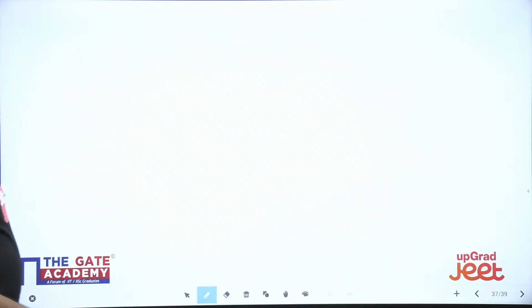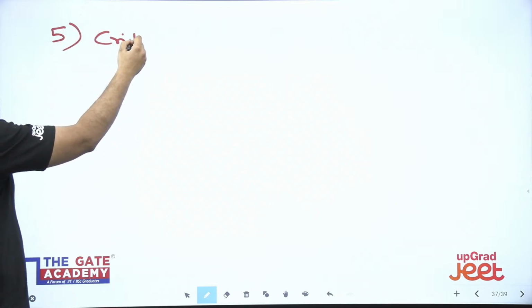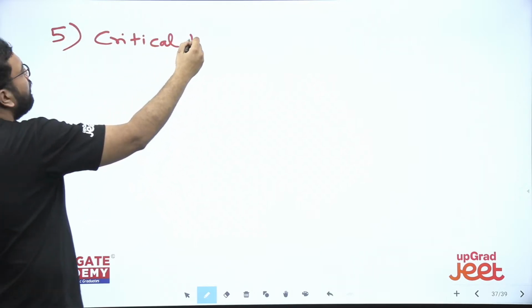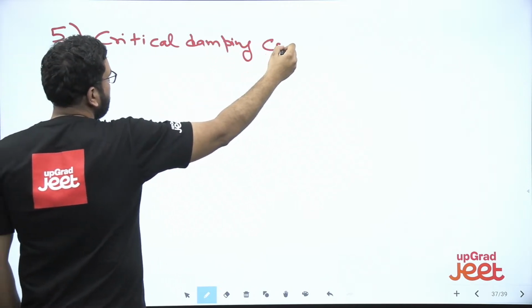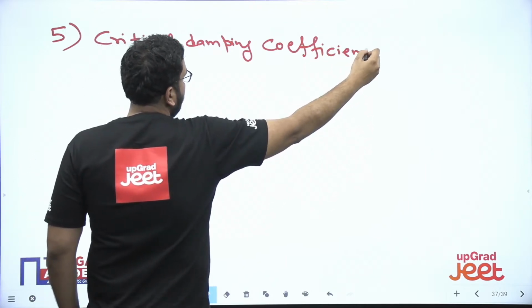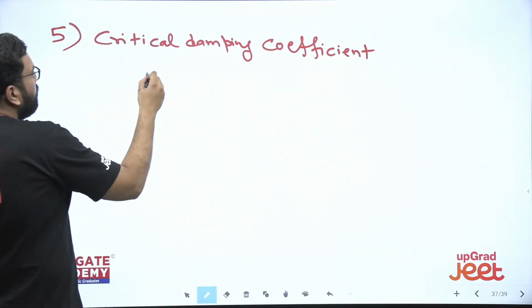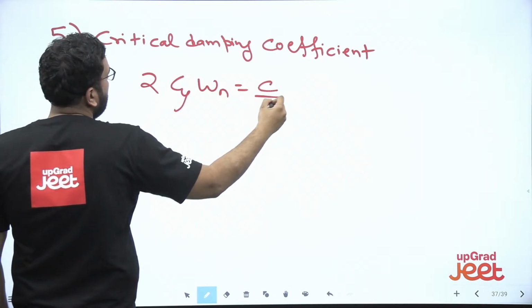Sometimes they ask you this also. What is critical damping coefficient? Okay. So we know 2 zeta omega n is equal to C by M.